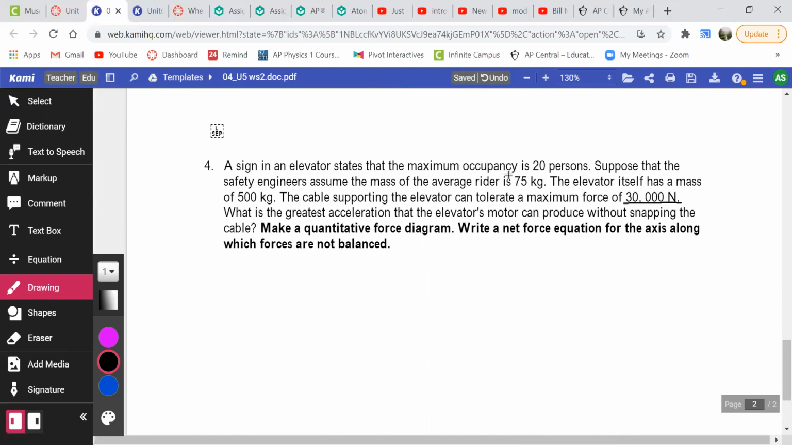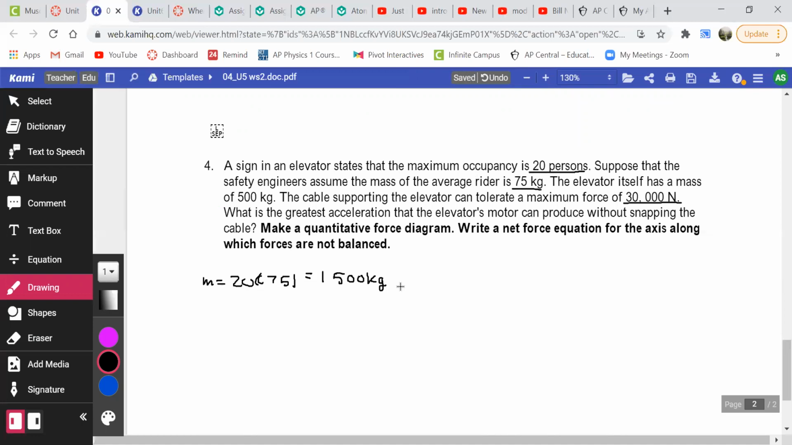So the sign on the elevator states that 20 persons, which is 20 people, can fit on that elevator. Assuming that each person is 75 kilograms, if we just do a really quick math, then the mass of all people would be 20 times 75, which I think is 1,500, equals 1,500 kilograms.